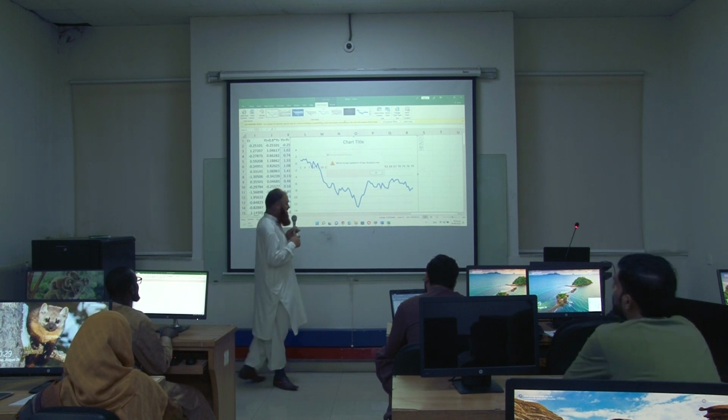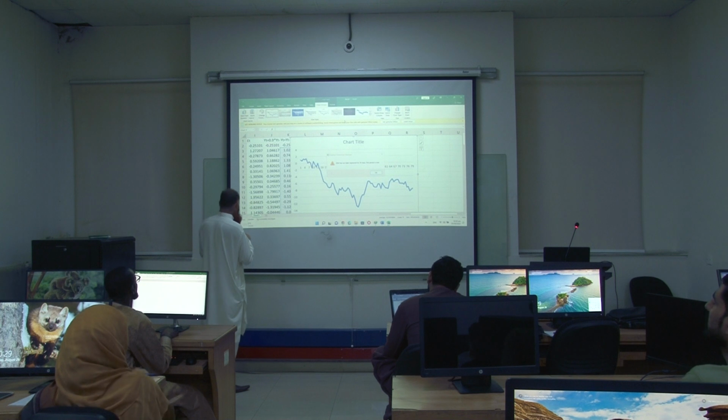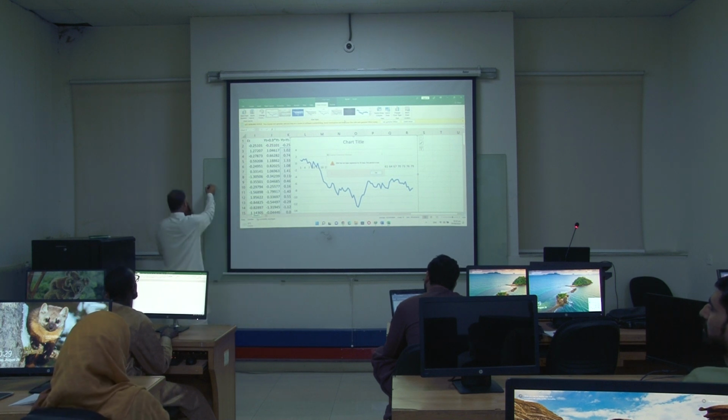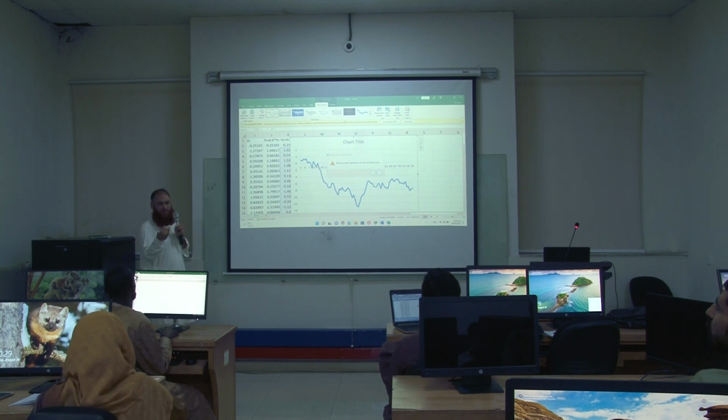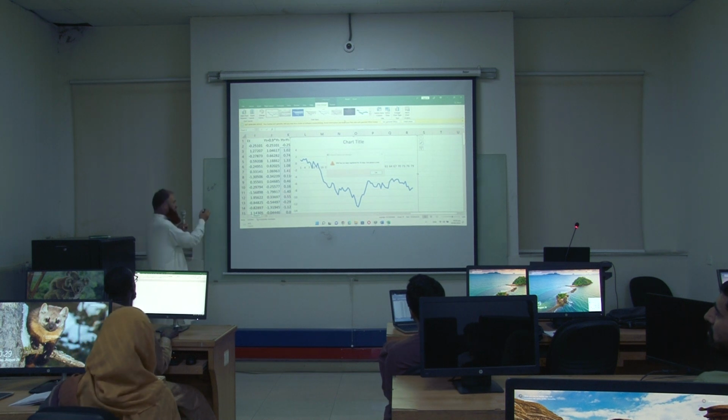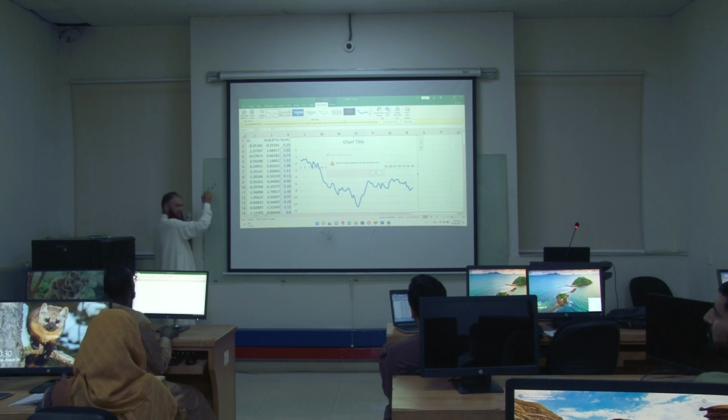This is because the formula for the variance of this series is T sigma square. If T is going up, this variance will also go up on a linear scale. T is going like this 1, 2, 3, 4, 5, 6, and the variance will also increase in this pace.